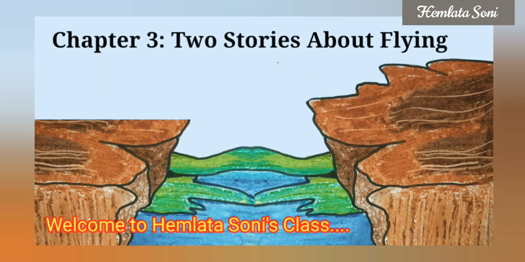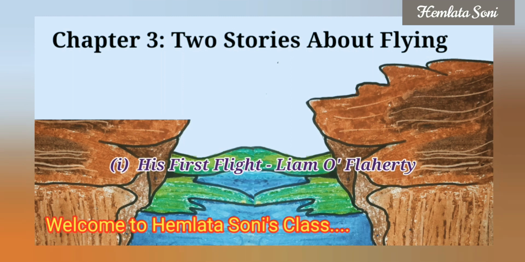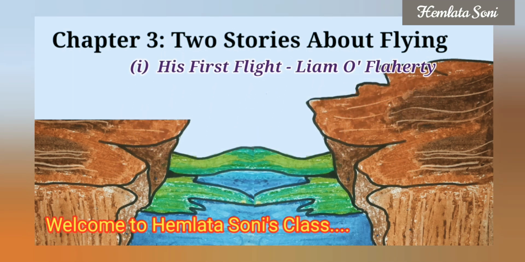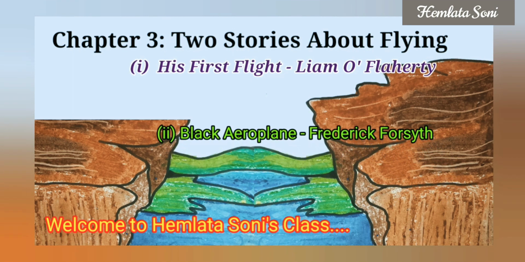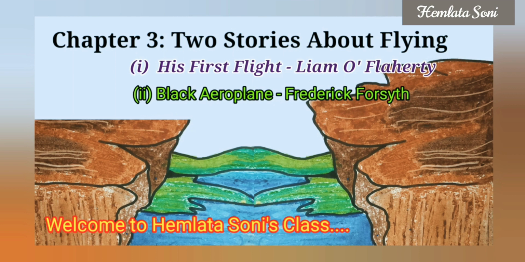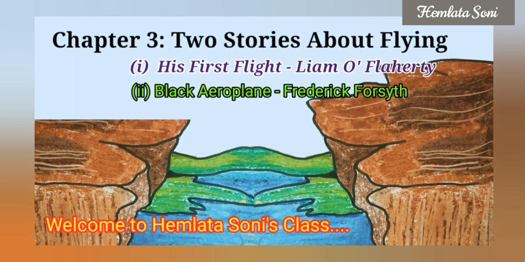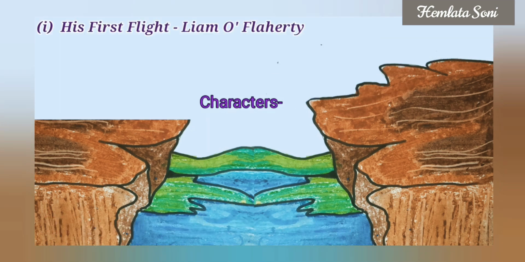This is Hemlata Soni and today we are going to read the first part of chapter 3. The name of chapter 3 is Two Stories About Flying and it contains two stories. First is His First Flight written by Liam O'Flaherty and the second is Black Aeroplane written by Frederick Forsyth. Today we'll read the first story, His First Flight.